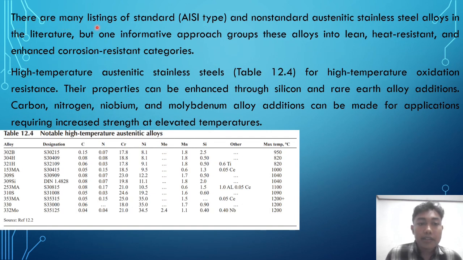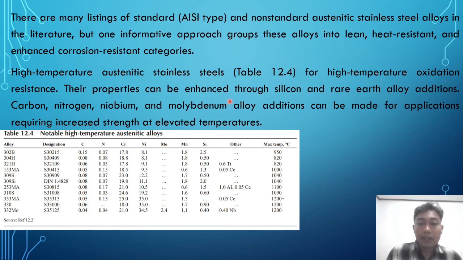there are many grades of standard AISI types and non-standard austenitic stainless steel alloys in the literature, but one informative approach is to group the alloys into lean, heat resistant, and corrosion resistant categories. High temperature austenitic stainless steel. Table 12.4, high temperature oxidation resistance.